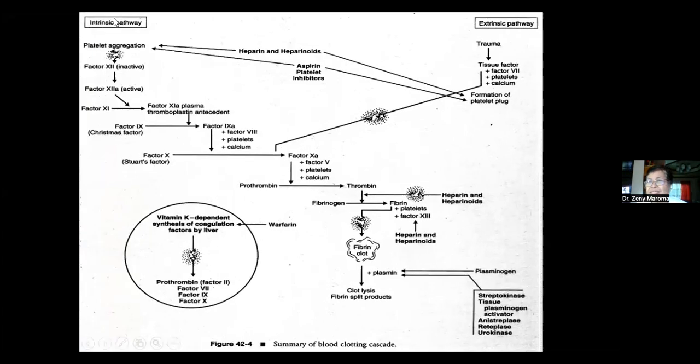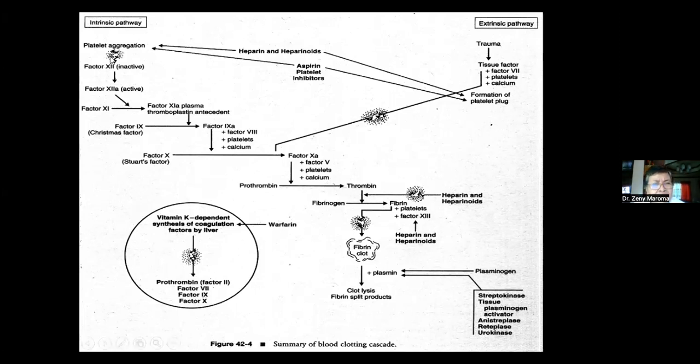This is the intrinsic pathway. There is venous stasis. There are circulatory debris. We have bacterial toxins. Those are the intrinsic stimuli. There is platelet aggregation. What is platelet aggregation again? There is platelet adhesion, release reaction, platelet aggregation, and it stimulates formation of platelet plug.